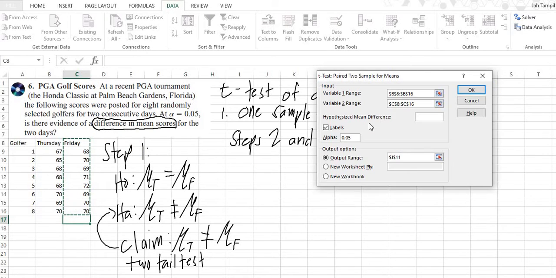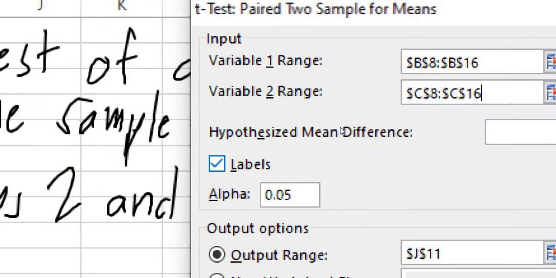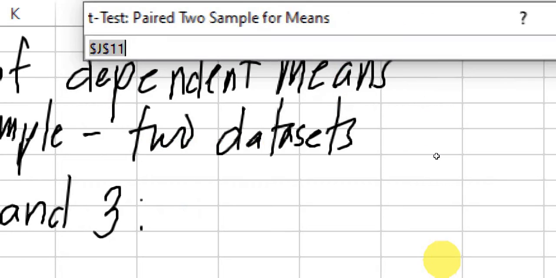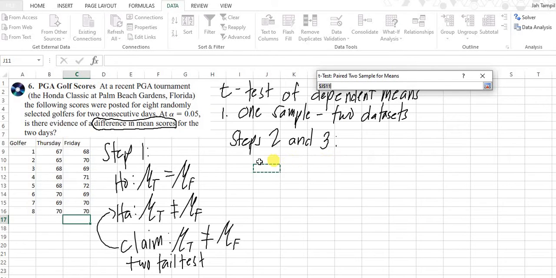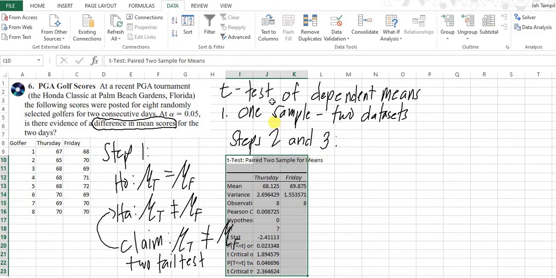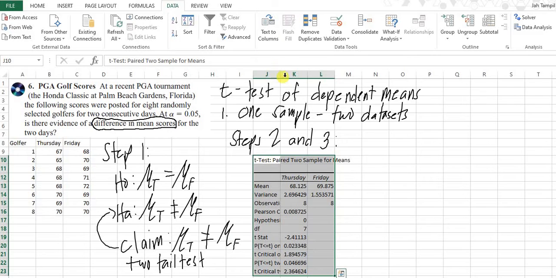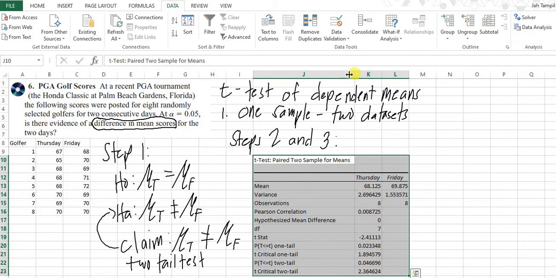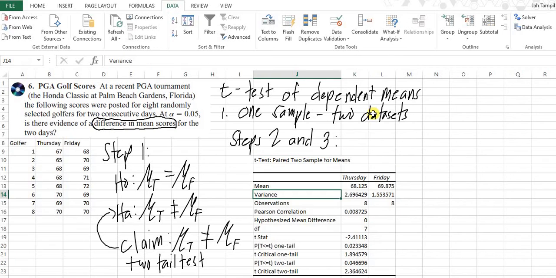And then hypothesized mean difference, there's none. Labels are checked. Alpha equals 0.05. Output, I'll just place it here. And when everything is okay, we click OK. There we go. Maybe we can move the table a little bit here, not to be covered by our scribble. Adjusting, there you go. Now we can do our step 4.